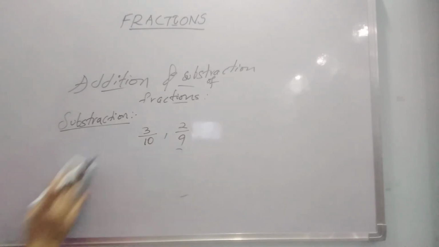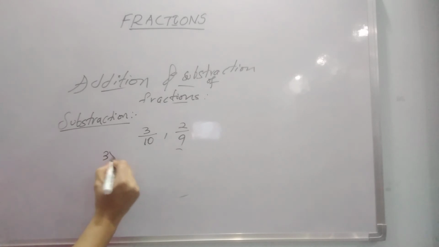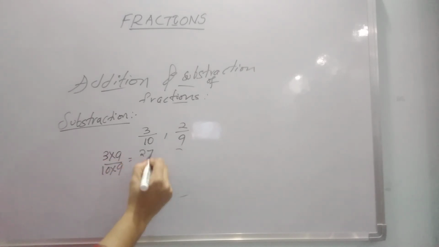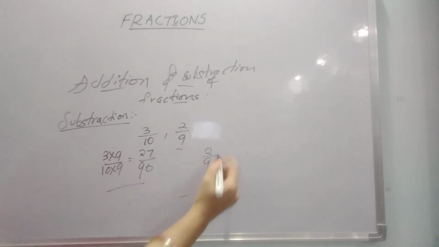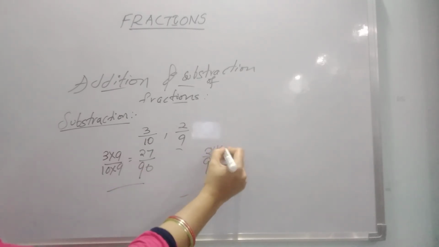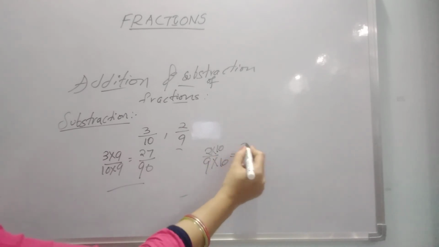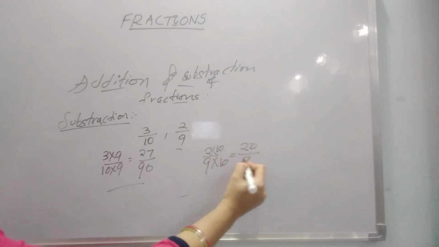So now we can write 3 into 9 by 10 into 9. 3 nines are 27, 10 nines are 90. Okay. Now convert 2 by 9 into a like fraction. That means 10 into 10, that means 20 by 90.